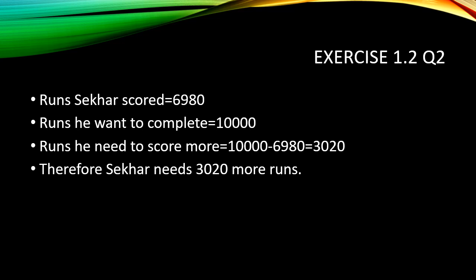Runs Shekhar scored: 6,980. Runs he wants to complete: 10,000. Runs he needs to score more: 10,000 minus 6,980, that is 3,020. Therefore, Shekhar needs 3,020 more runs.